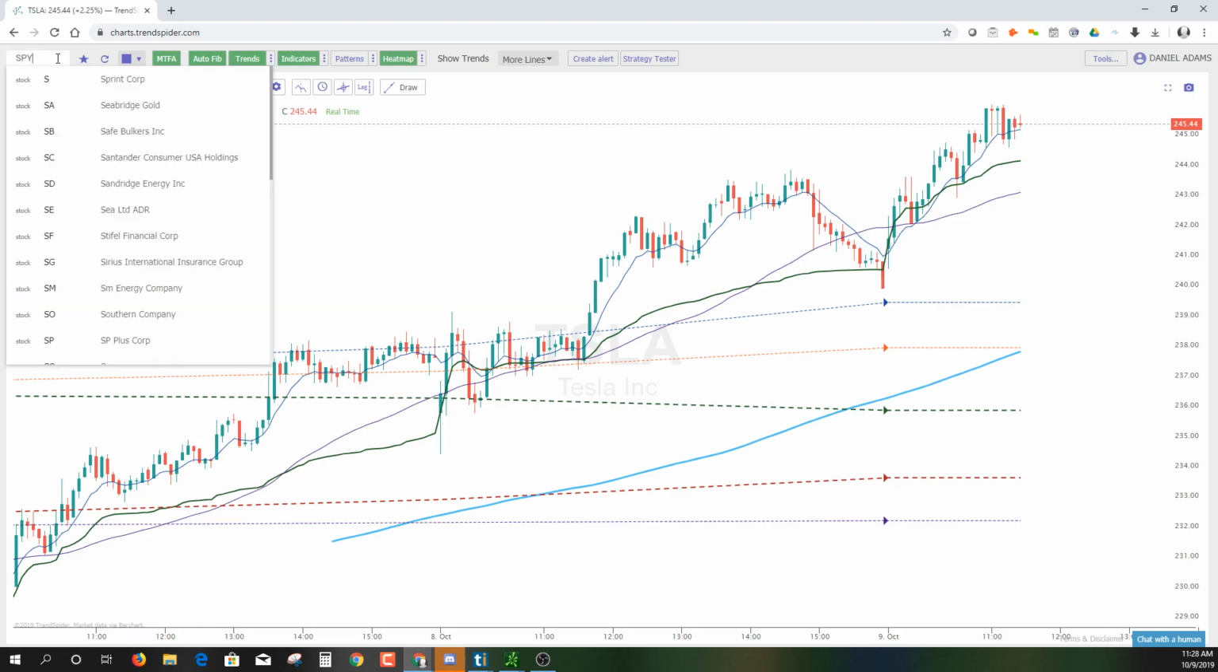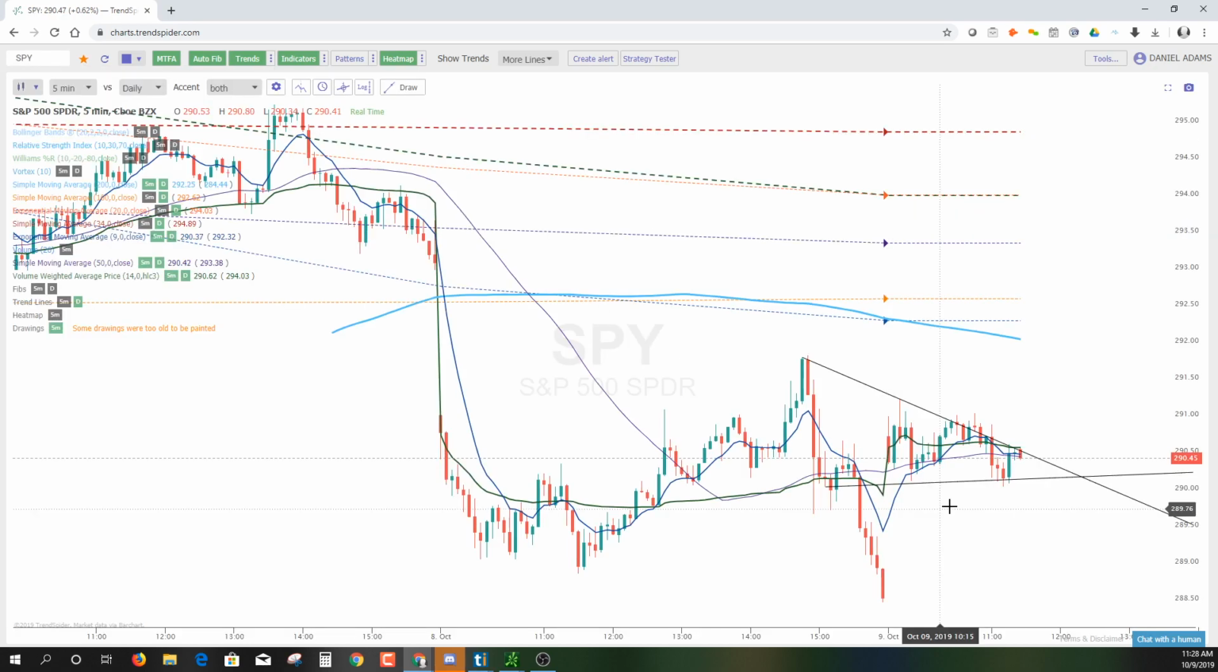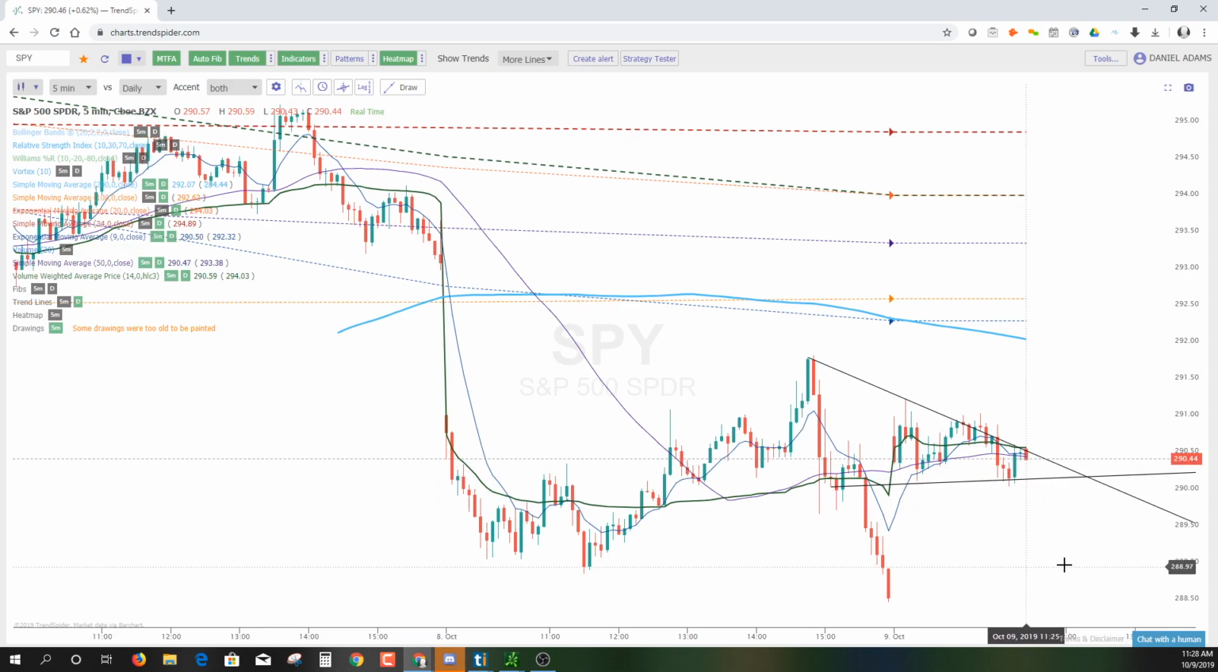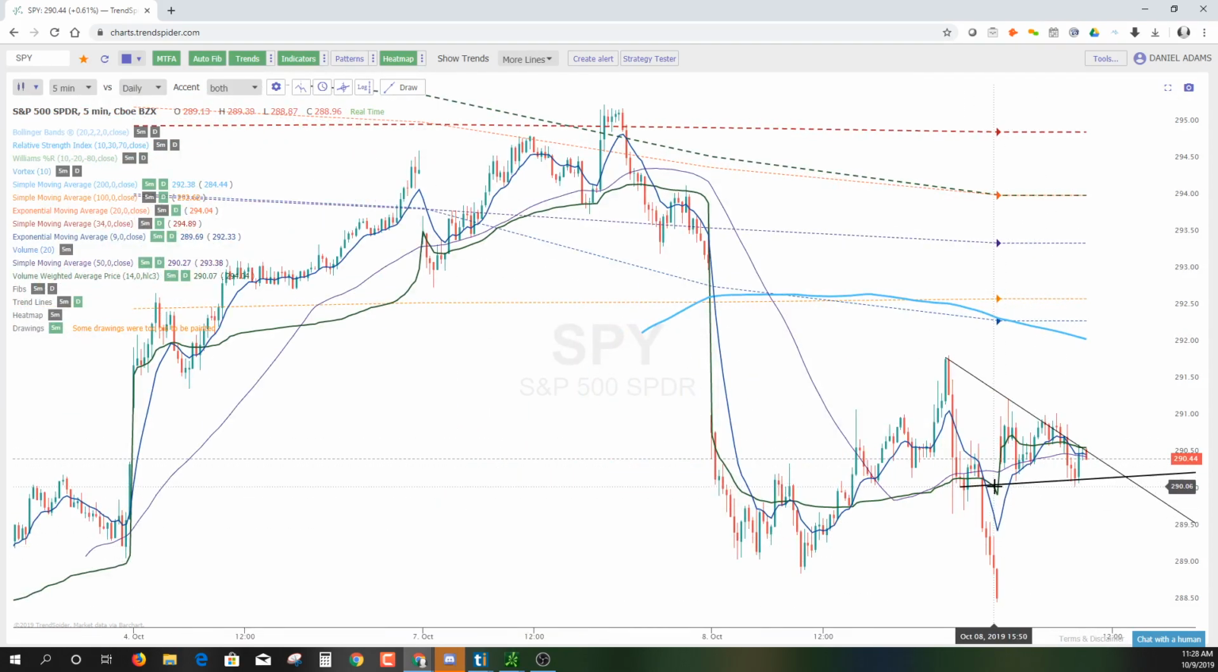So Tesla's on my radar. I'm also going to switch back to SPY because I'm very interested to see if we're going to dump below this triangle or not, and potentially fill this gap, or maybe even test yesterday's lows. It could get very volatile.